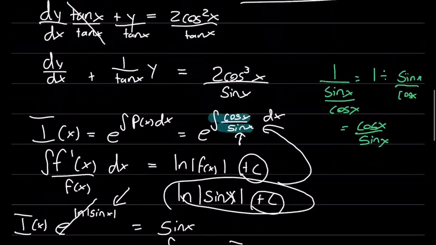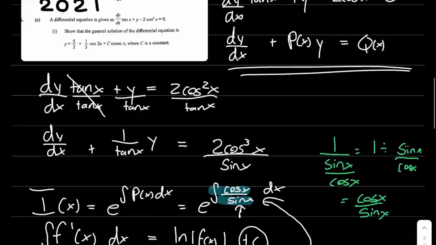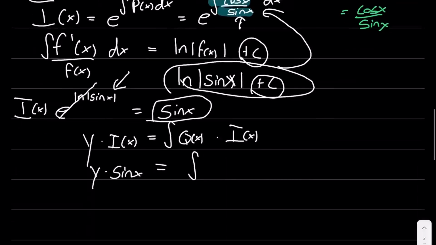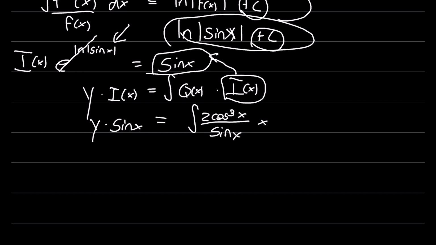And in this case, y times sine x is going to be y times sine x, because that's our integrating factor, which should be equal to the integral of our q of x. So we look up here, under q of x, is this value here, 2 cos cubed theta, or x in this case, over sine x. So it's the integral of 2 cos cubed x over sine x times our integrating factor, which just so happens to be sine x, so times sine x dx.